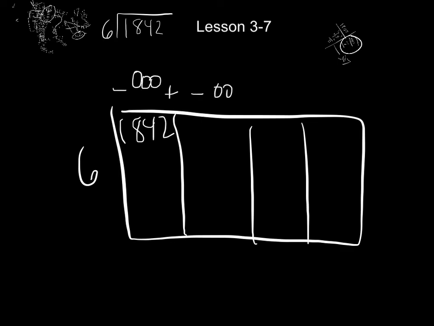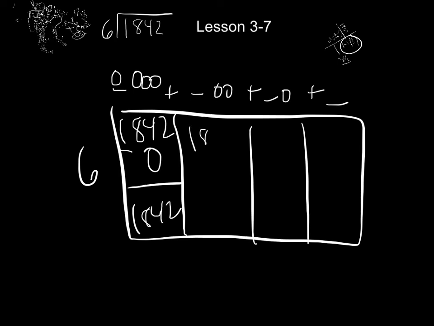Plus how many hundreds, plus how many tens, plus how many ones. So I know the lowest that I could have here is 1,000, and 1,000 times 6 is 6,000. That is way too high. So I'm going to erase that, and I'm just going to say there are 0 thousands inside 1,842, or 0 thousands times 6. That gives me 0. 0 times 6 is 0. 1,842, and that rolls over to the next one.